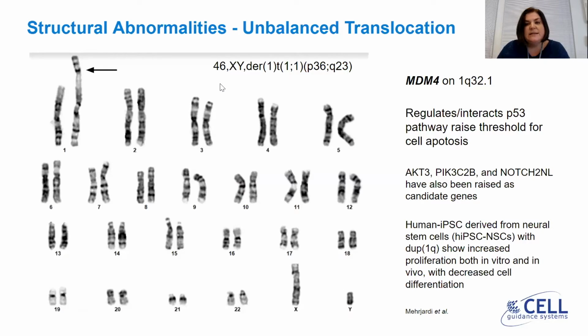So the gene implicated here is MDM4 on 1q32.1, and this is known to regulate and interact with p53. The pathway is affected. It raises the threshold for cell apoptosis. There are also other candidate genes that have been put forward for this region, but MDM4 is the main one. It's quite recently been published that cells that have gain or duplication of 1q material show increased proliferation both in vitro and in vivo, with decreased cell differentiation again.